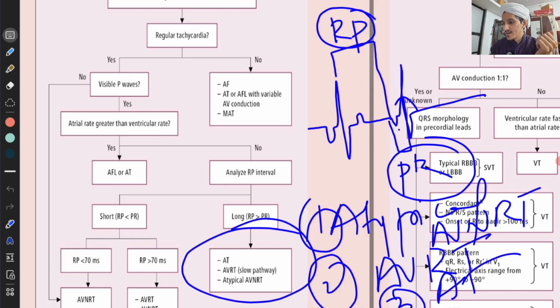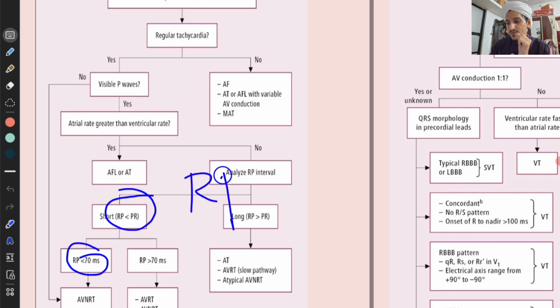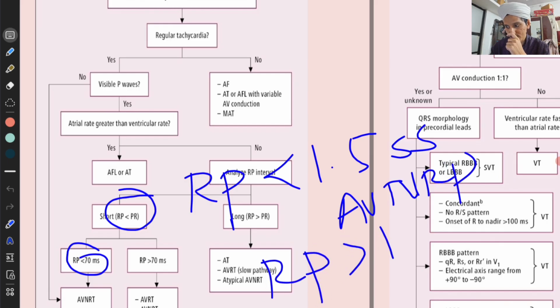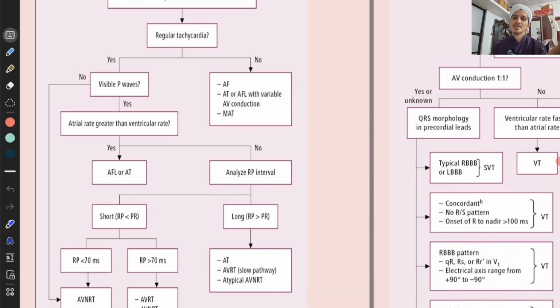That's all. Now if it is vice versa, RP is less than PR, 70 milliseconds. In terms of squares, 20 milliseconds is equal to 1 small square, so 1.5 small squares. If RP is less than 1.5 small squares, then it is AVNRT. And if RP is more than 1.5 small squares, then it can again be 3: AVRT, atypical AVNRT or AT. Finish, over. That is SVT.